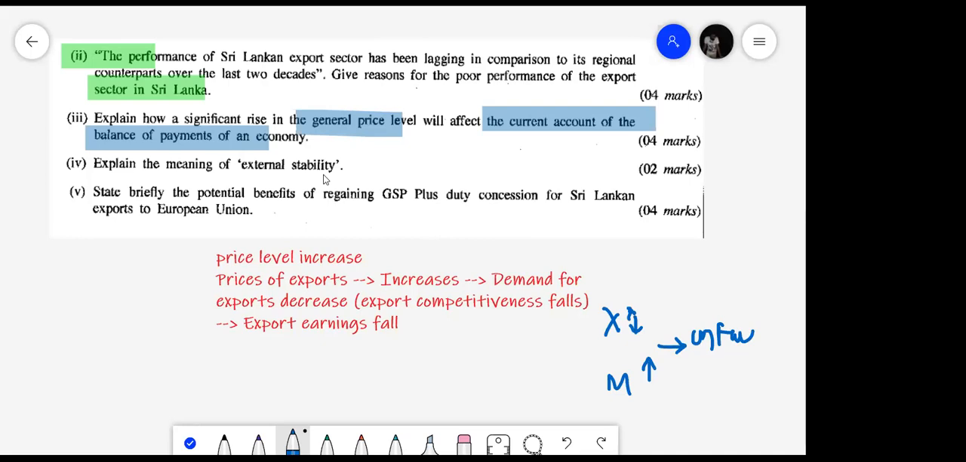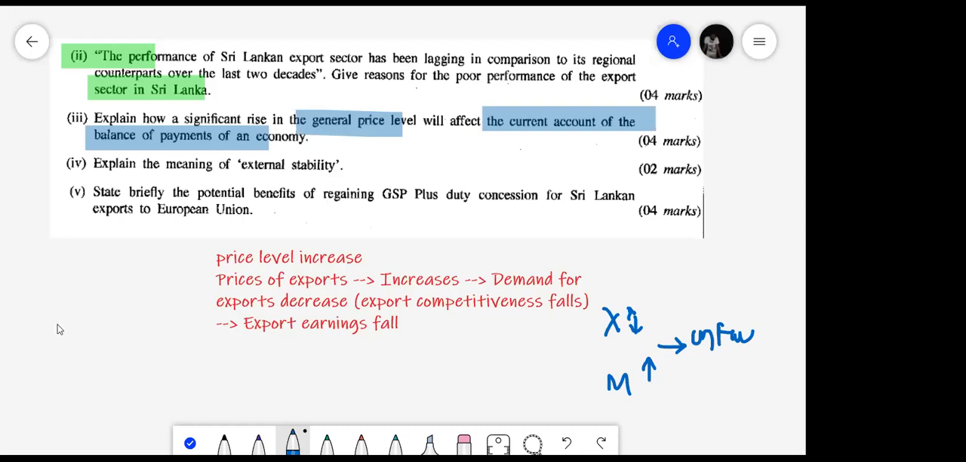Does the exchange rate appreciate or depreciate? What happens to your exchange rate? Your exchange rate depreciates, right? When you're exporting less, the amount of rupees coming into the country is less, so the rupee demand falls. You're importing more, in the sense you're supplying a lot of rupees, right?